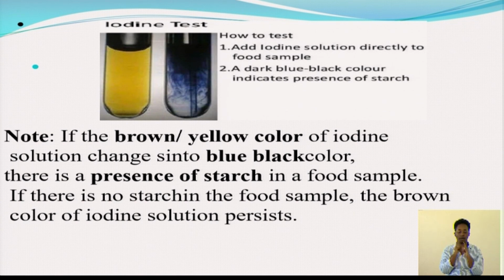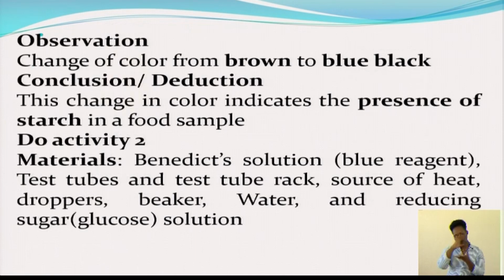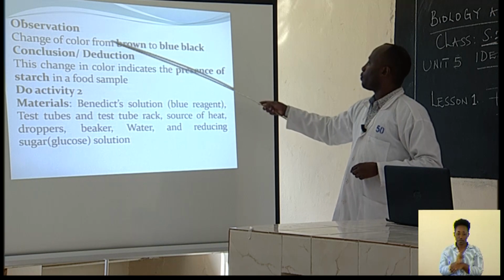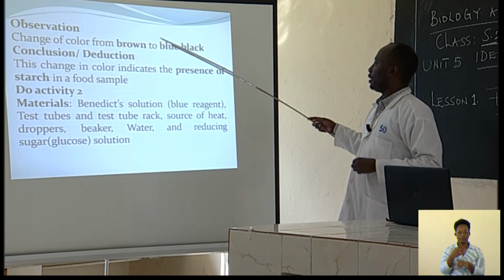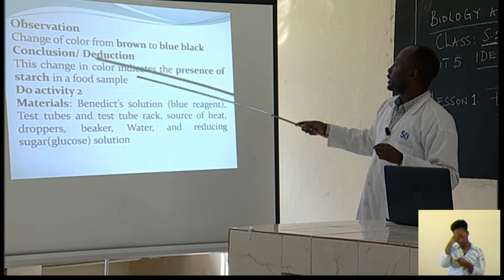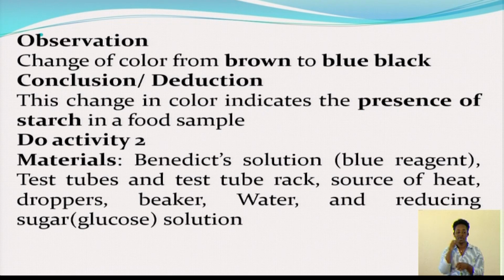What is the deduction and conclusion from there? I can mention the conclusion. The observation is the changing of the color from brown to blue-black. The conclusion is that the change in color indicates the presence of starch in the food sample, as you can see how we conducted the experiment in a starch food sample.